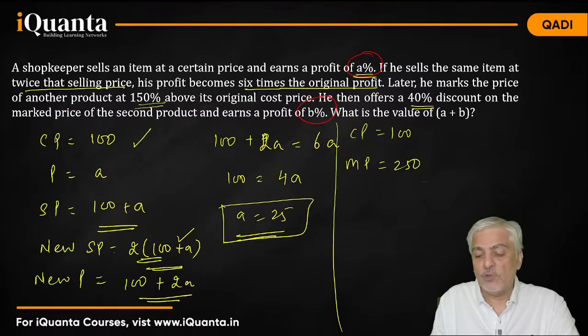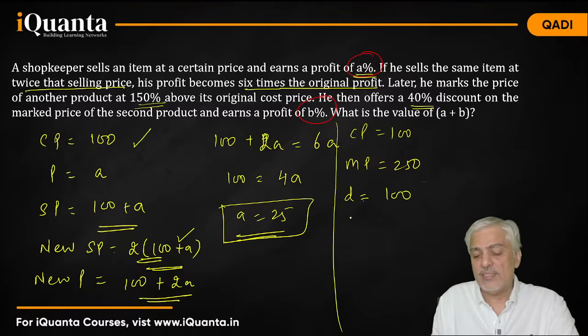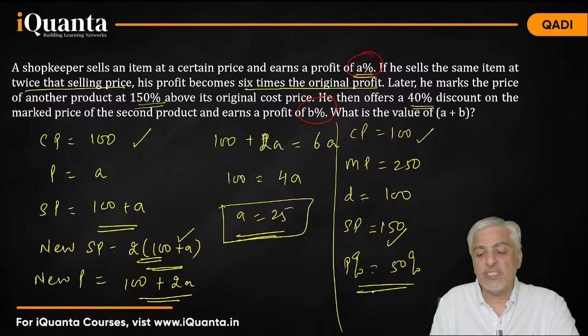And then later he gives a 40% discount. 40% on 250. I'm not showing the calculations, 2 by 5 or 4 by 10, whatever you want to do. The discount will come out to be 100 rupees, and therefore the selling price will become 150 rupees. If your cost price is 100, selling price is 150, your profit percentage is 50%.